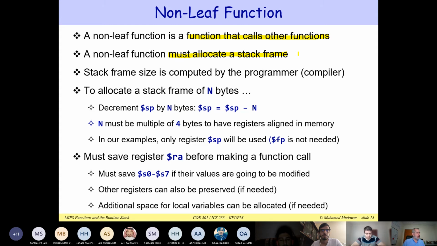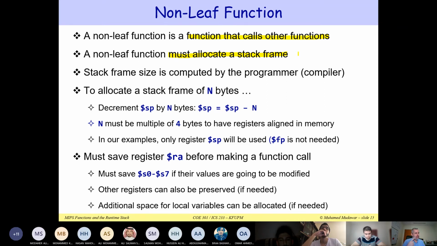Okay, so therefore we have lost the value of register 31. For this reason, the non-leaf function has to save its own return address. Suppose that function f would like to call function g. Now function f is a non-leaf function because it's going to call function g, right?